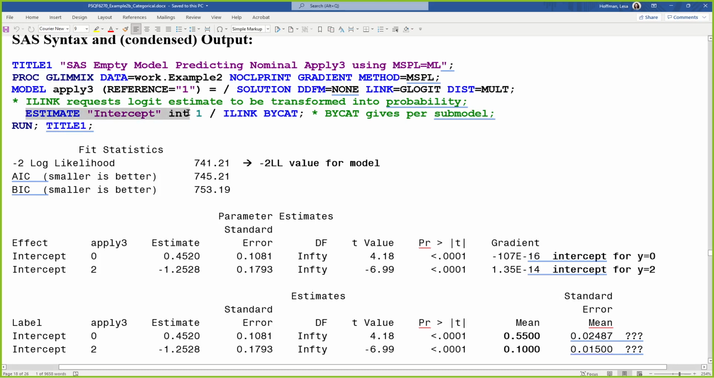So I am going to ask for the intercept with an estimate statement as usual so that I can get the predicted probabilities. And here's a new option for us, ByCat. This is specific to nominal models. It spits out the probability for both of the submodels simultaneously. So you don't have to ask for one versus the other like we did in the ordinal ones.